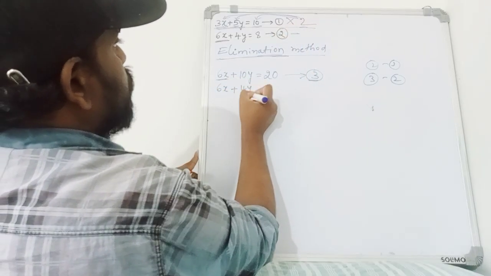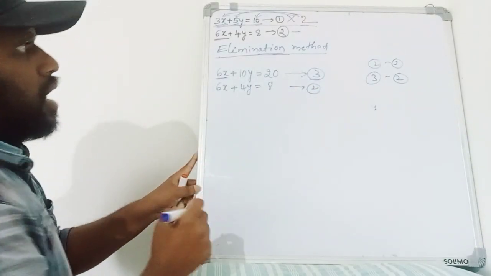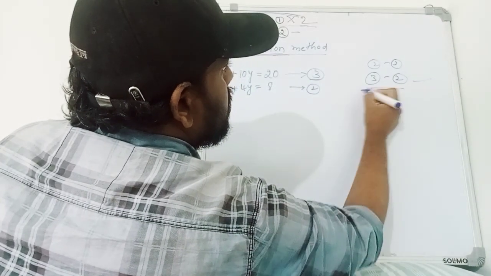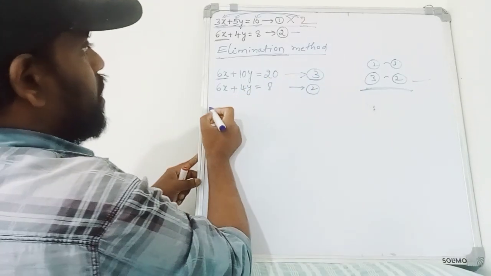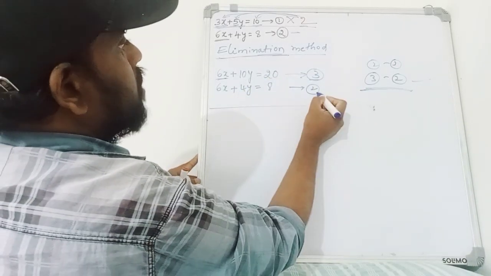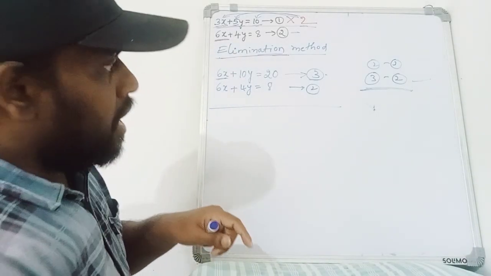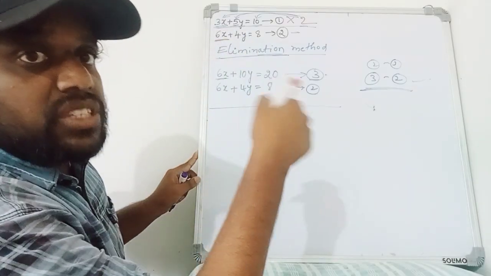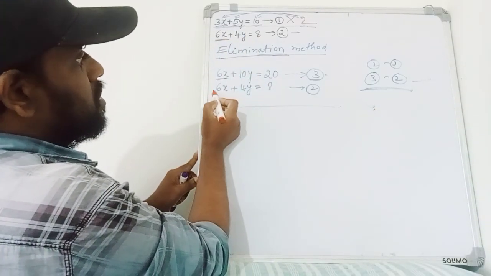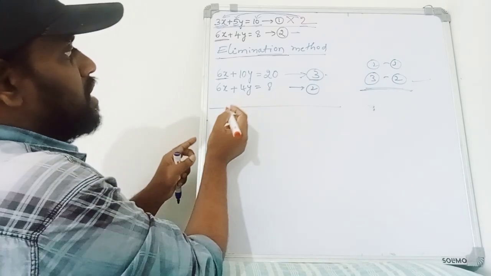I will consider this equation 3 first, then I will write this equation down here: 6x plus 4y is equal to 8. This is equation 2. I will do equation 3 minus 2, so I am subtracting equation 2 from equation 3. See, while subtracting, this is the equation which we are going to subtract, the one below, the second one. While subtracting, what happens, the signs will change.